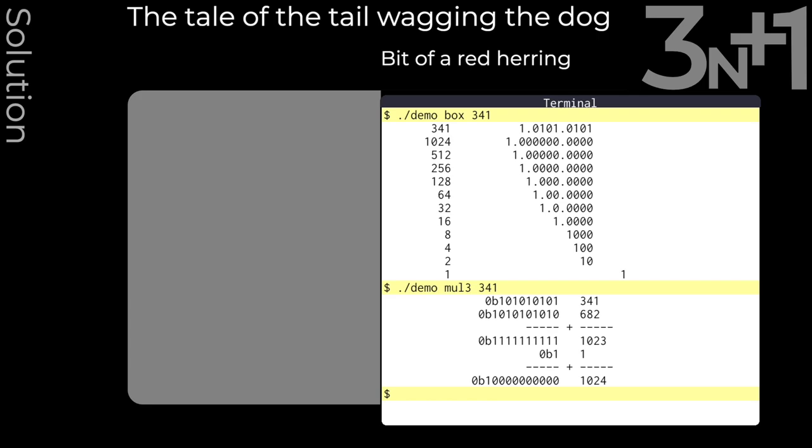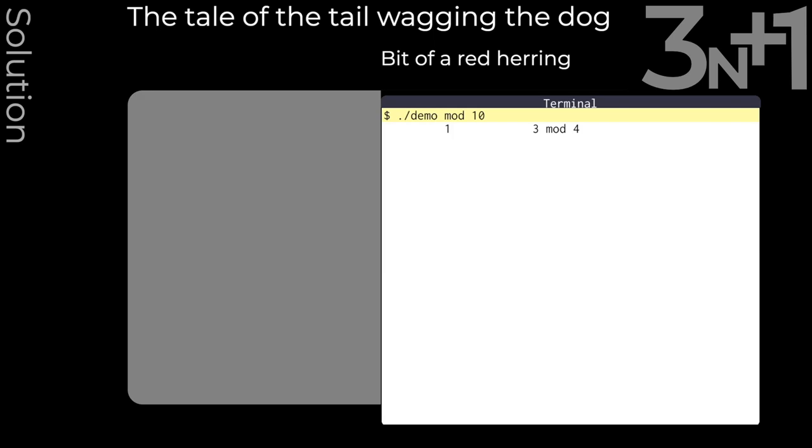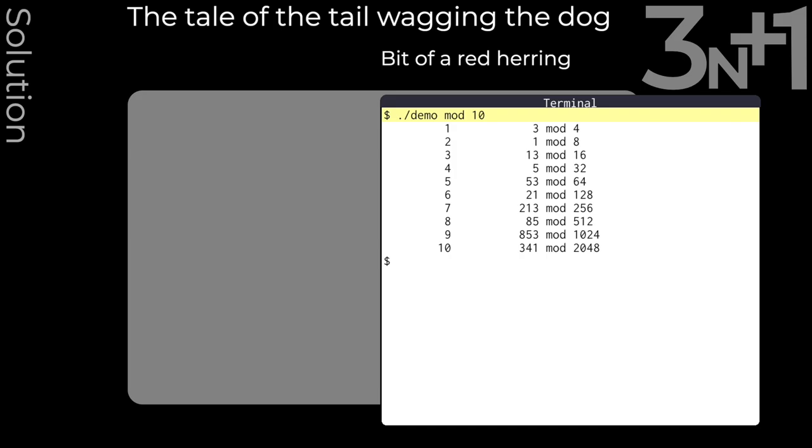The reason it is called a bit of a red herring is because looking at this in binary makes the situation very clear. However, before looking at numbers in the binary form, I thought I was onto something here. If you take a number and look at modulo some power of 2, then special values hint that after 3n plus 1, you'll get a highly divisible number. I was not the only one.